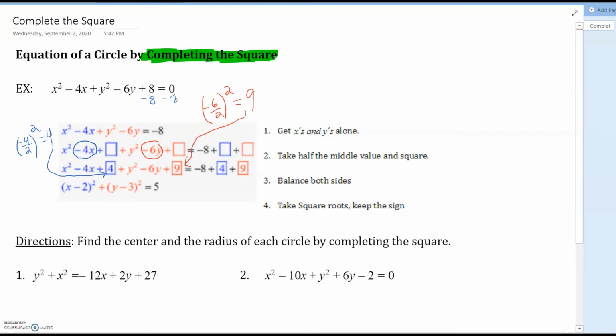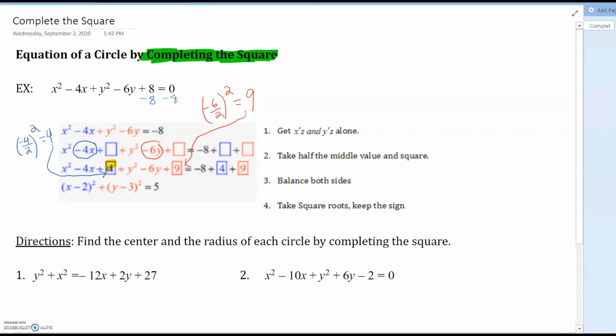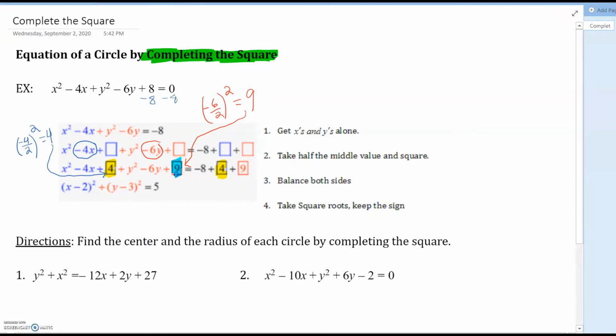Okay. Then also, since those numbers did not exist originally in there, you have to balance it to the other side. So if you add in a 4 here, you also have to add in the 4 to the other side as well. That's where that box comes from. Right? If you add in a 9 here, you have to add in a 9 to the other side.